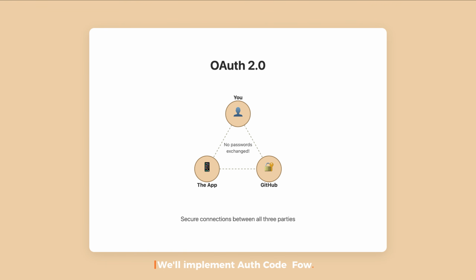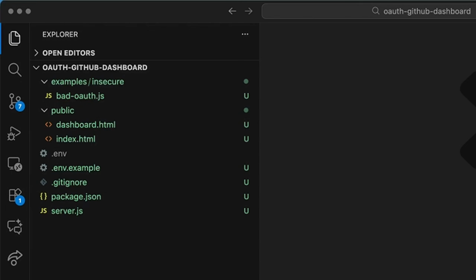In the next few minutes, we'll explore the OAuth implementation code. You'll understand the complete flow, the security considerations, and have code you can adapt for Google, Twitter, or any OAuth provider. Let's get started. Let's explore our project structure.